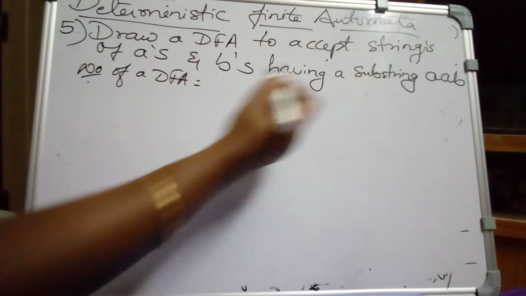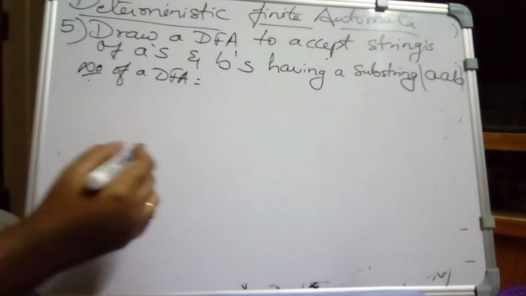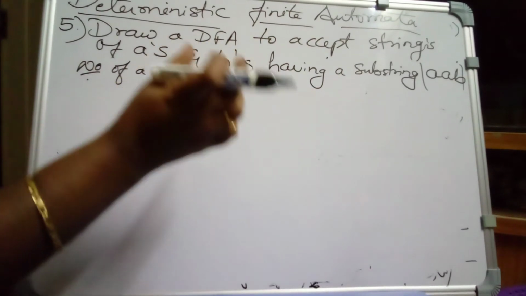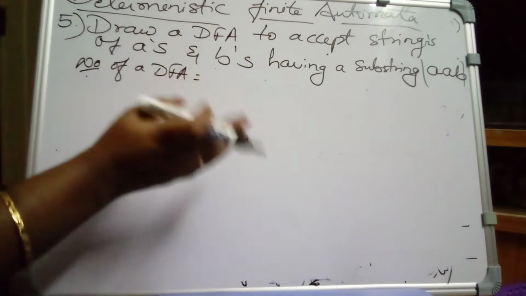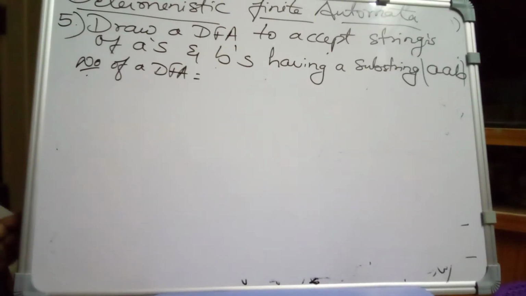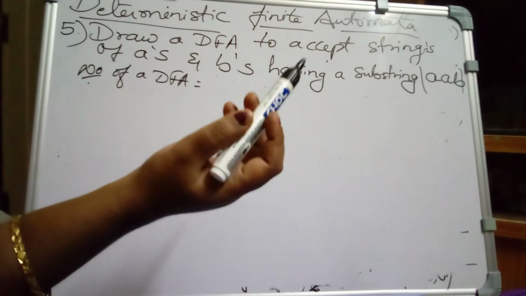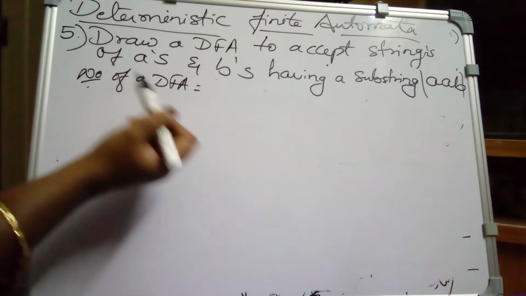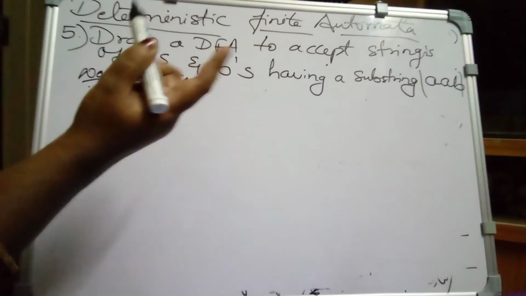The substring should always be AAB. So the length of the minimal string here is 3. Given any string, it may have any number of A's and B's, but it should have the substring AAB together. So the length of the minimal string is the length of the substring, that is 3.